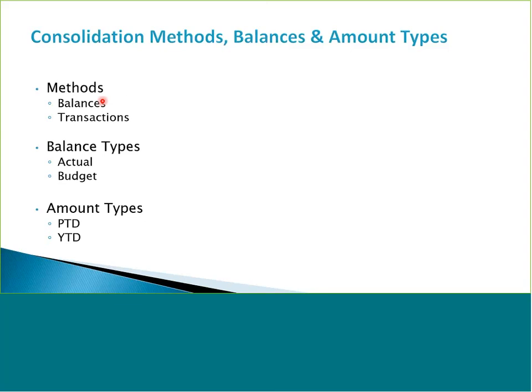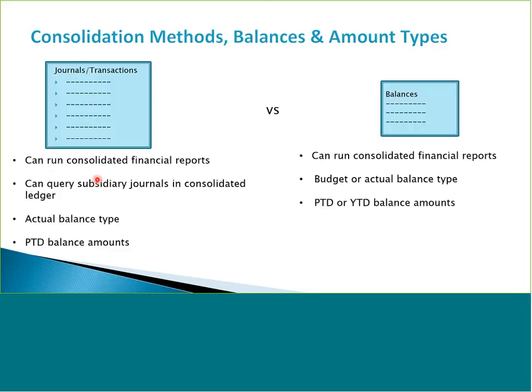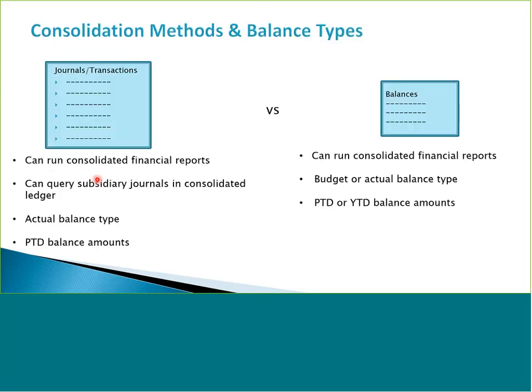So when we go to balance types, we know the difference between actual and budget. Actuals is the accounting information itself, and budget amounts are something we can enter in Oracle for planning purposes. So these two concepts, the method and the balance type, combine in this way.